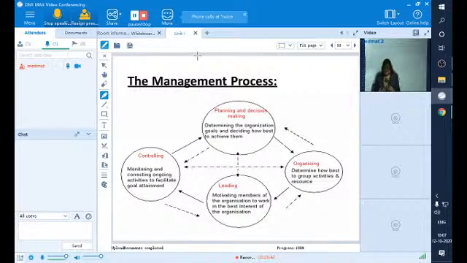So the second one is organizing. Determine how best to group activities and resources. So you have four resources, that is men, material, machines and money. Okay, you have four resources, then only you can start up the business.